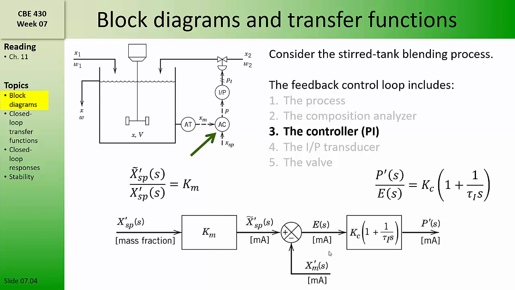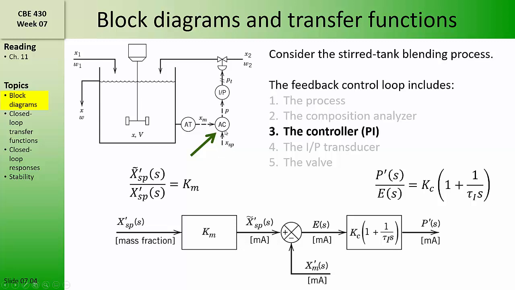Next, let's look at the block diagram for the controller. The controller actually has two inputs: the measured value coming from the sensor transmitter, and in this instrument diagram, we're also showing the set point. Now, often the set point is left out of the instrument diagram, but here we're showing it so that we can make sure we include it in the block diagram.